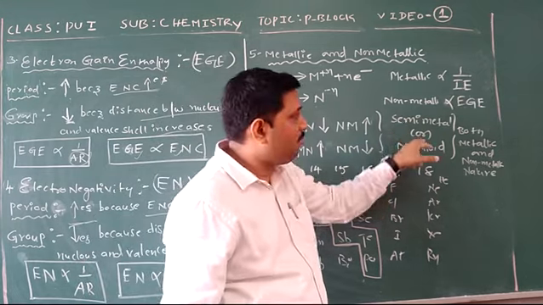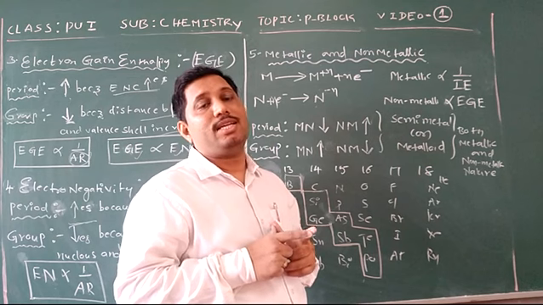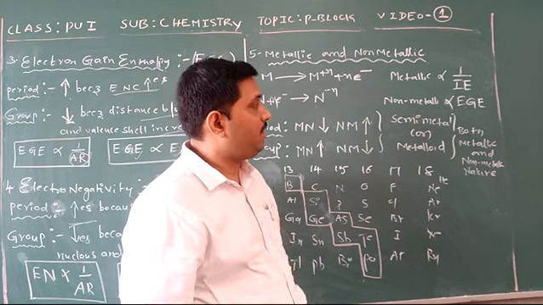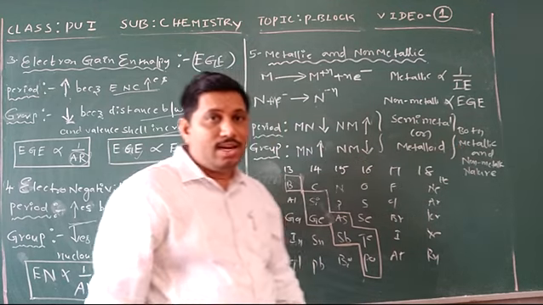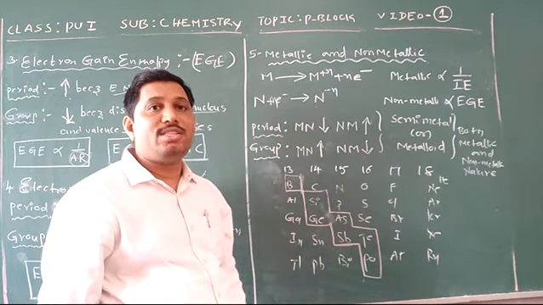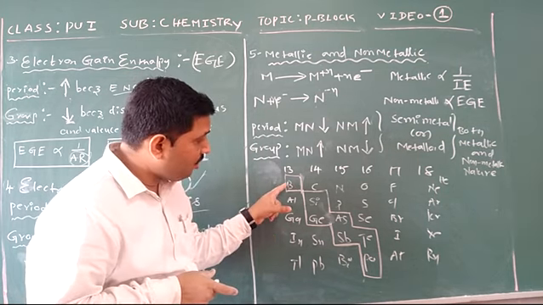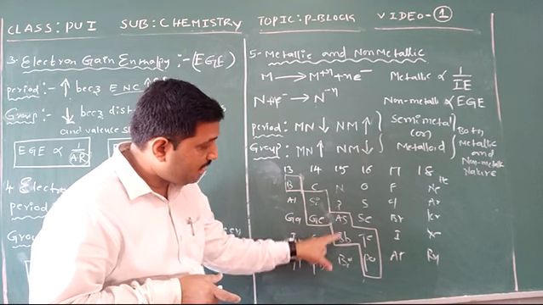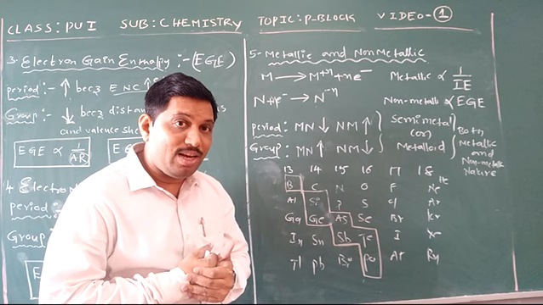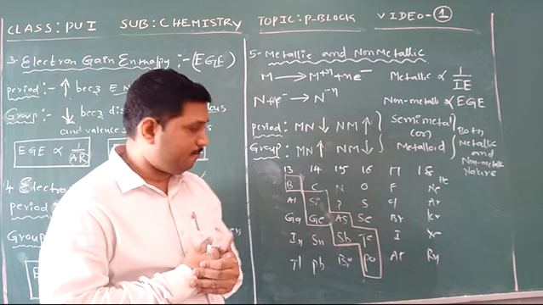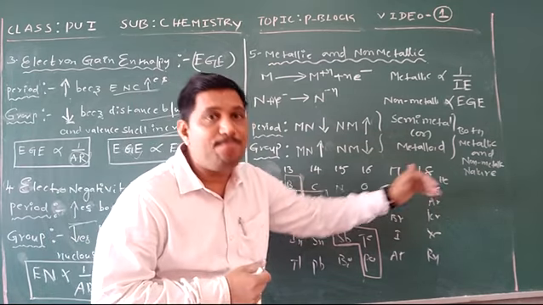Similarly, semi-metals or metalloids. The elements which have both metallic and non-metallic character are known as semi-metals or metalloids. Let us consider, students, in the p-block elements there are 7 semi-metals or metalloids. Those are boron, silicon, germanium, arsenic, antimony, tellurium and polonium. These elements can act as metals as well as non-metals, that is semi-metals in nature. Left side of these elements metallic character, right side of these elements non-metallic character.